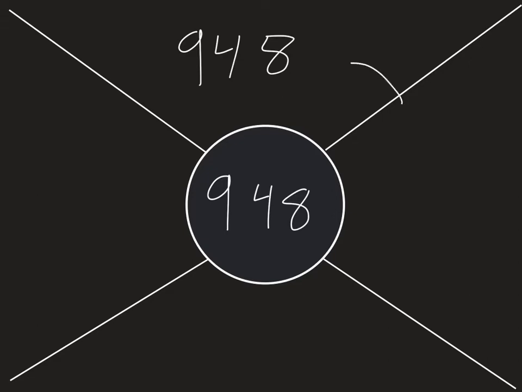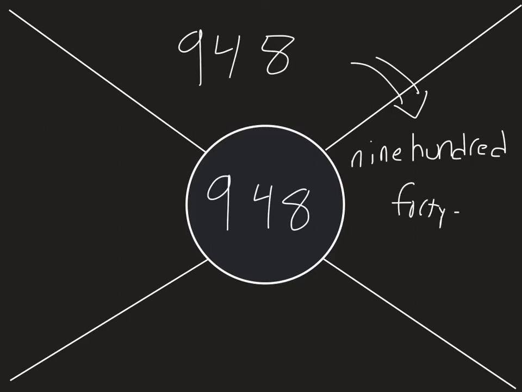Now let's see. We're going from standard form to word form. From word form, this would be the word 900 and then 48. So standard form is we've just taken our number and written in number symbols like normal. Word form, we take 948 and we write the words out.